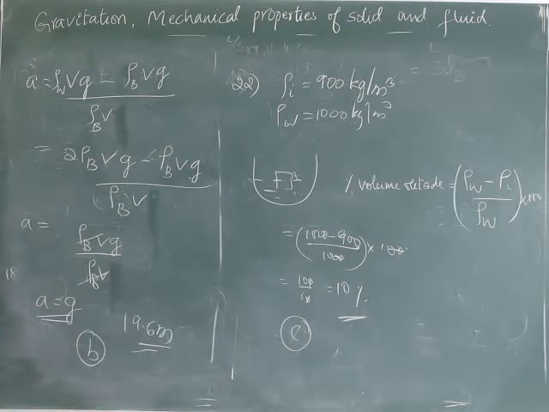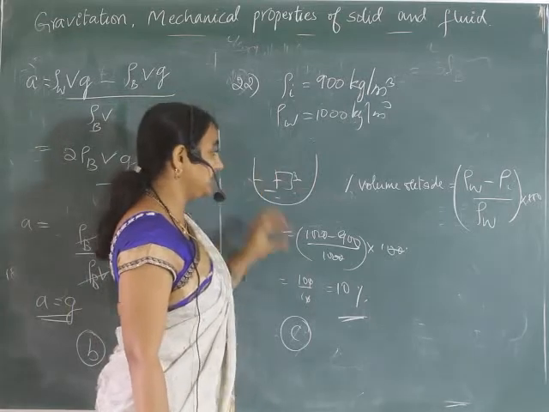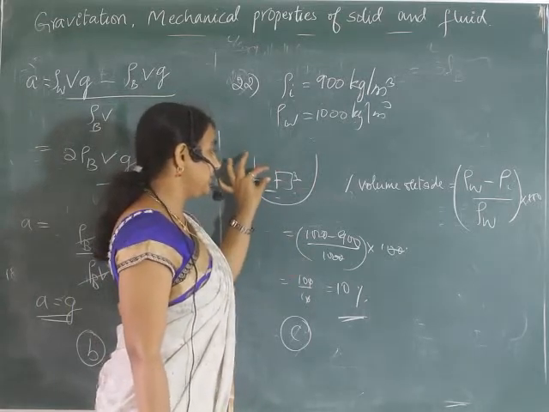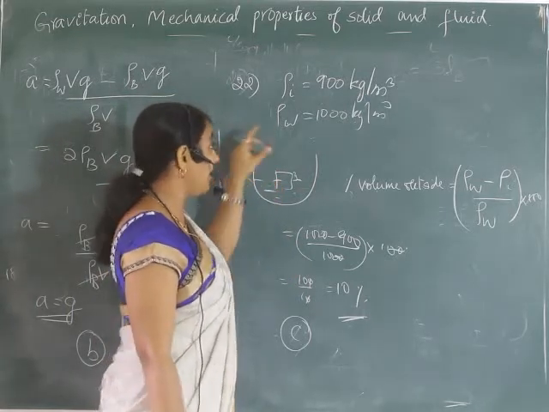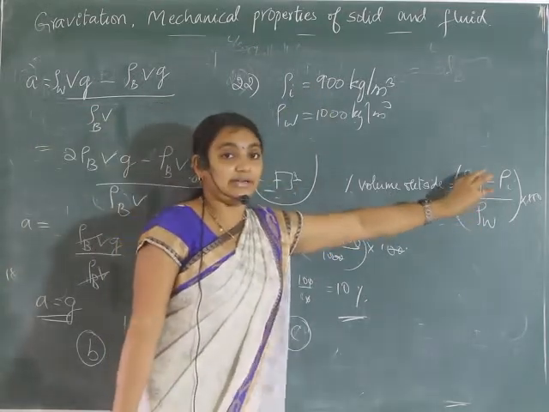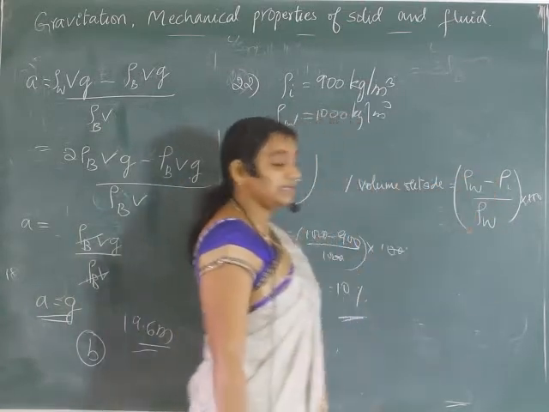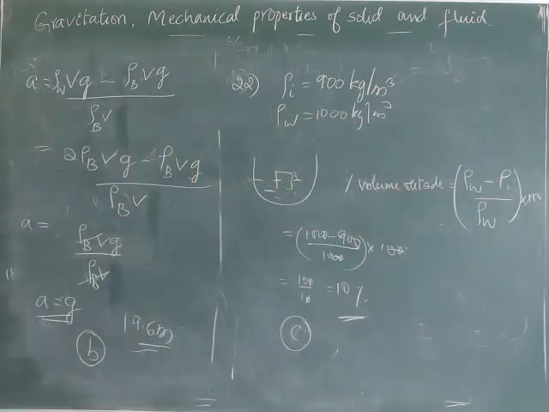What we have done? The densities of ice and water are given. You have to see how much is outside. The density of water is more than ice, so it is floating. So the difference in the density divided by the density of water, as a fraction, is nothing but the volume which is outside.